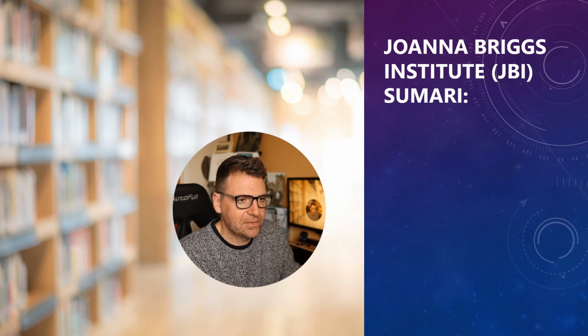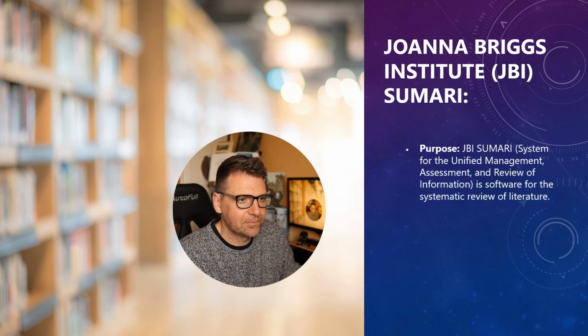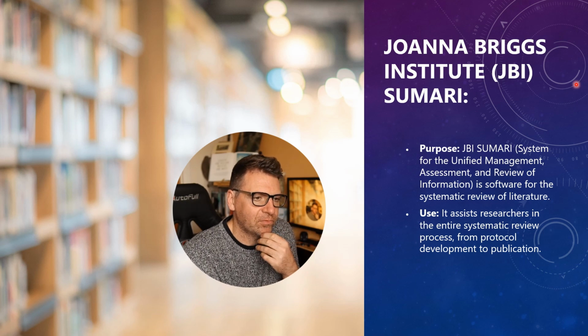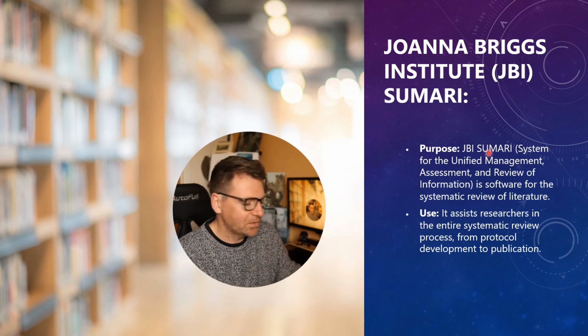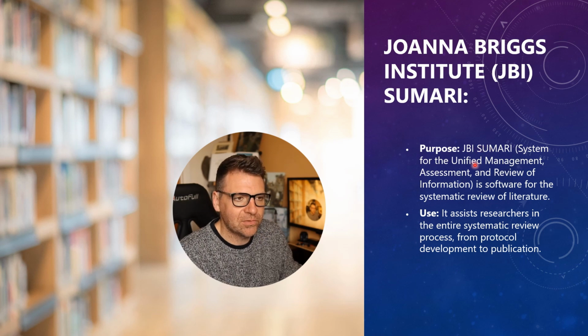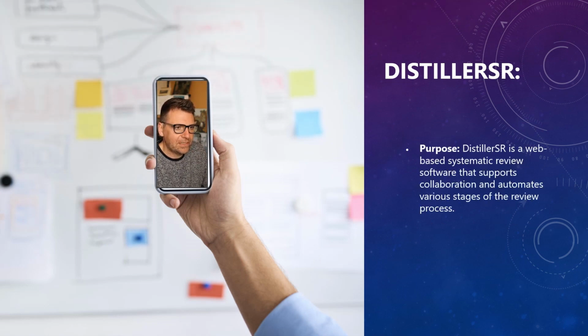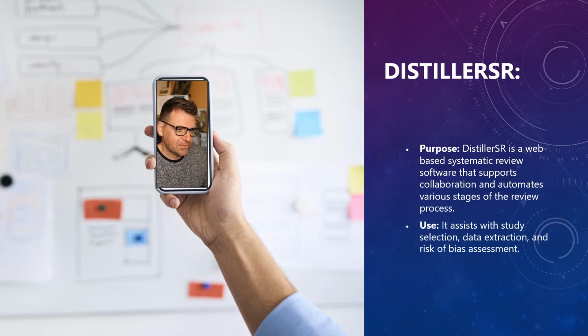Another one is the JBI, the Joanna Briggs. This is software for, again, systematic review of literature, and assists researchers in the entire systematic review process from protocol development to publication. Don't worry about some of these terms if you're thinking I'm going too fast or not giving too much detail. I'm going to go into a little bit more detail later. Distiller SR is web-based systematic review software that supports collaboration and automates various stages of the review process, and assists with study selection, data extraction, and risk of bias assessment.